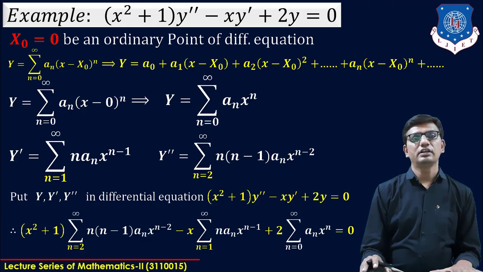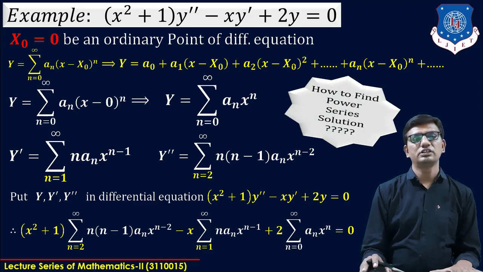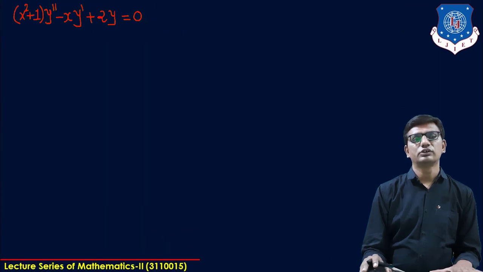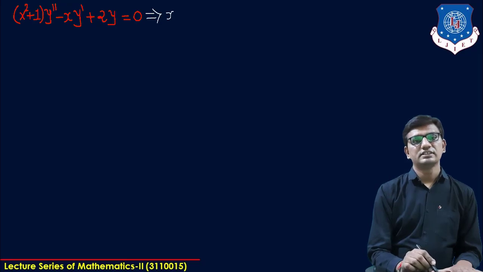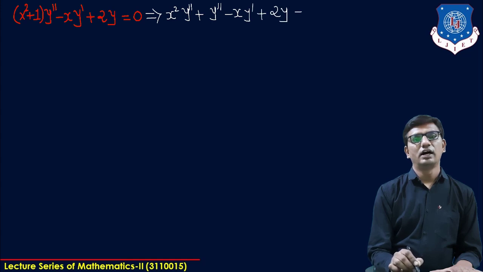Now we will find the recurrence relation to express a2, a3 and so on in terms of a0 and a1. Let us see how to find the recurrence relation in power series solution. Here first of all our differential equation is this, and it can be rewritten as x²y″ + y″ − xy′ + 2y = 0.